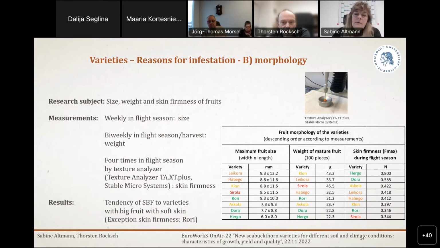Hergo and Dora, the non-susceptible varieties, are those with the firmest skin, which means that the fly needs the most power to pierce the skin of the fruits, and the susceptible varieties are more on the bottom of this column, with the exception of Rory, which is also not susceptible. So we can conclude that the sea buckthorn fly tends to varieties with big fruit, with soft skin, with the exception, according to skin firmness, of Rory.